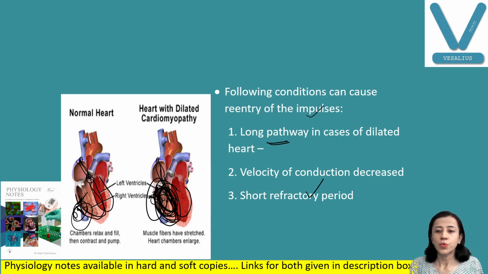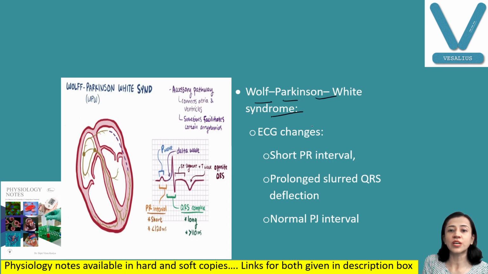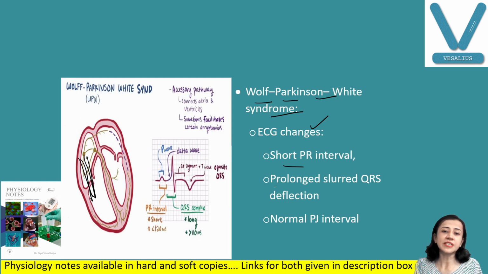Now, the bundle of Kent: the presence of the bundle of Kent produces Wolff-Parkinson-White syndrome. What are the ECG changes here? The PR interval decreases because impulses pass very fast from the SA node to the AV node, but because they take an abnormal pathway, the QRS complex is prolonged. That is the second change. Therefore the PJ interval, from P to the J point, remains the same, because the PR decreases but the QRS complex increases.